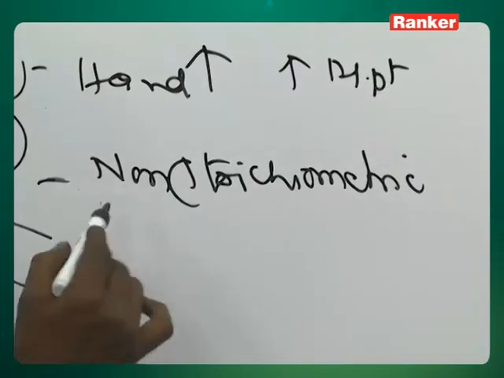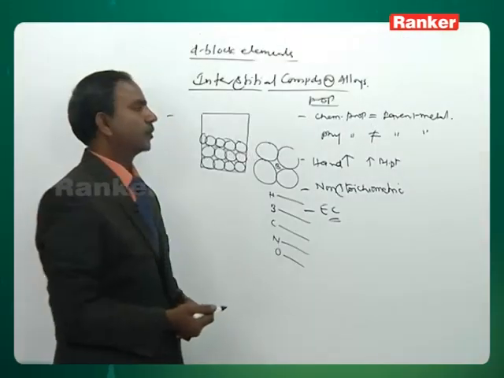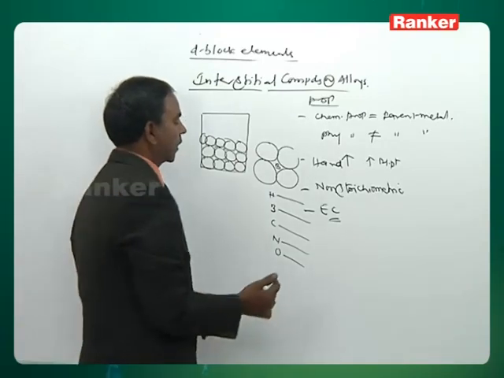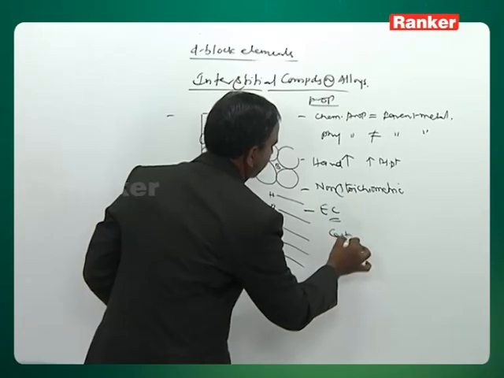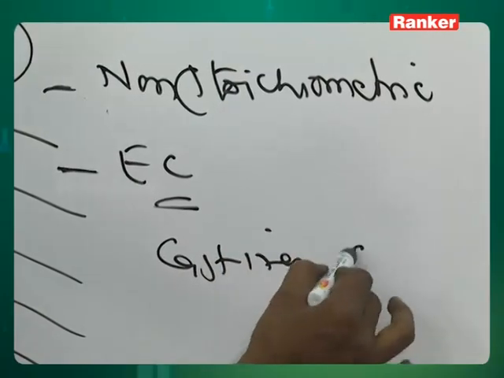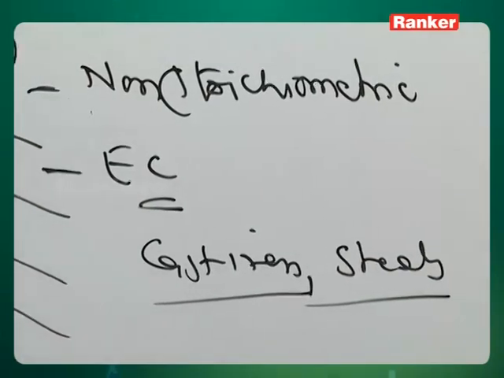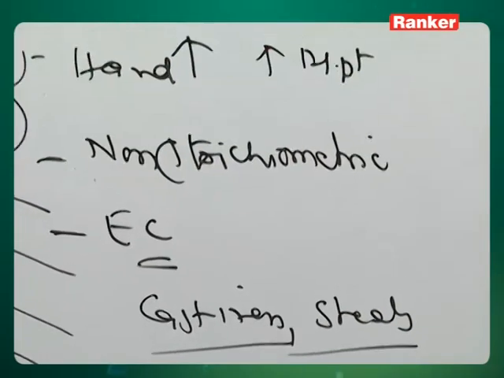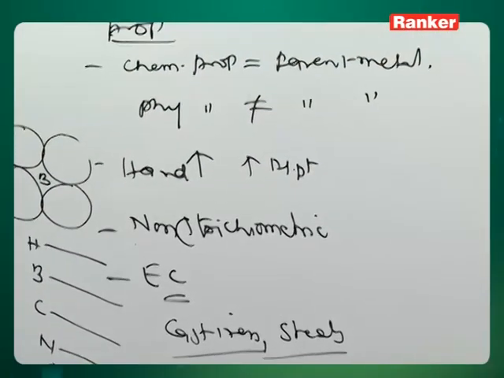These are also good electrical conductors. The best examples you can take are cast iron and steels. Almost all the steels and cast iron are examples under interstitial compounds or alloys.